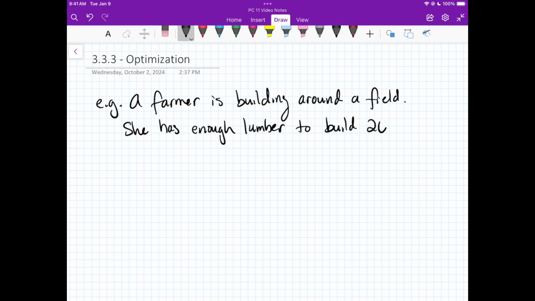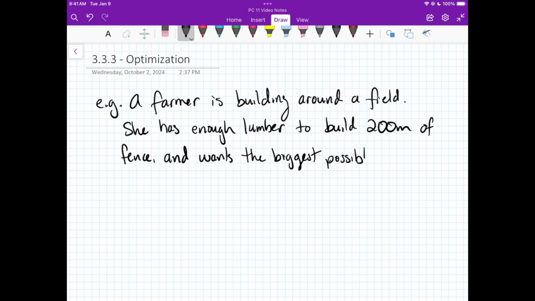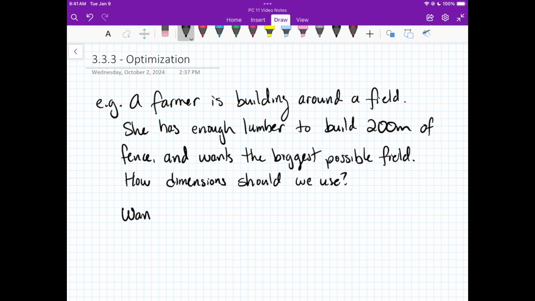So in our case, we've got enough lumber to build 200 meters of fence. And we want the biggest possible field because we're trying to maximize the use of our fence. And so our question is, well, how big should the field be? What dimensions should we use to fit this question? So there's our setup. And so again, like I said, we want to maximize the area.